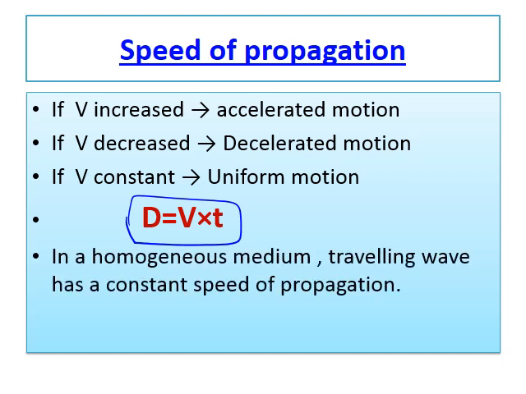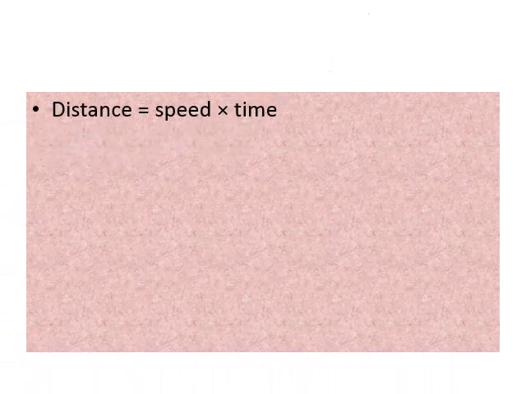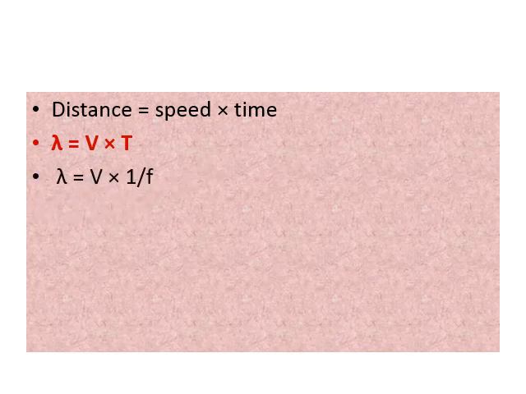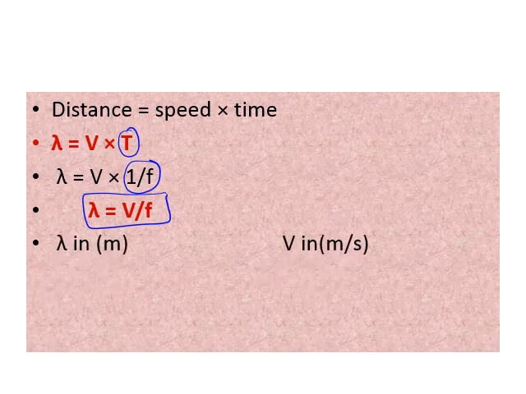In a homogeneous medium, a traveling wave has a constant speed of propagation. Distance equals speed times time. The distance in a wave is the wavelength, which is lambda. Lambda equals V times T, which is equal to V times 1 over F. So lambda equals V over F. Lambda is in meter, V in meter per second, T in second, and F in hertz.